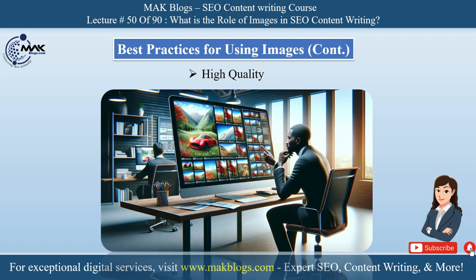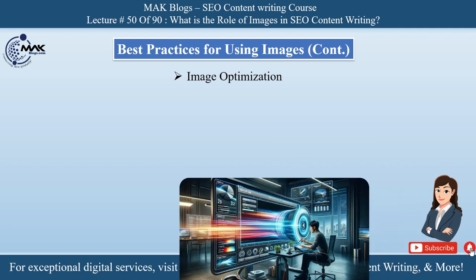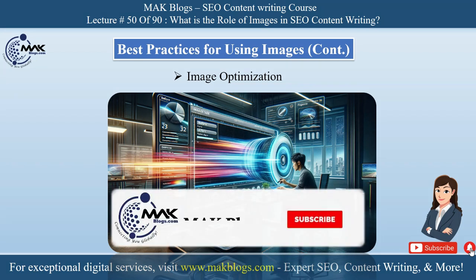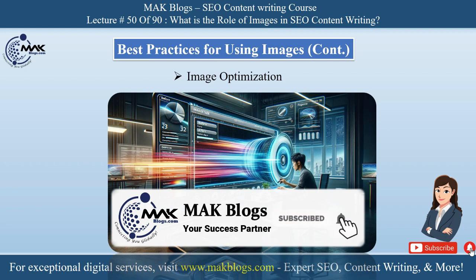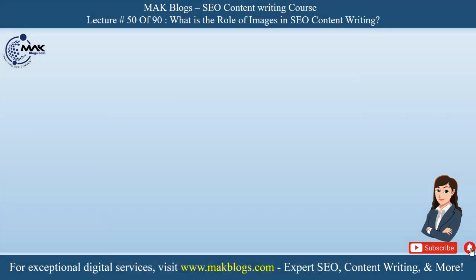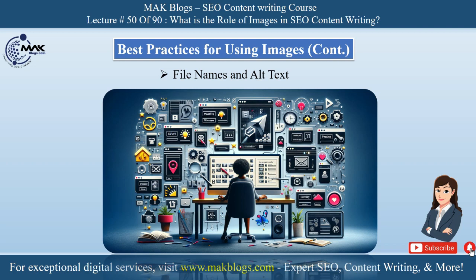Next, we have image optimization. Optimize images for web use by reducing file size without compromising quality. Use tools like image compression to ensure fast page loading times. Now, give your image files meaningful names that describe the content and include descriptive alt text that provides context to visually impaired users and search engines.